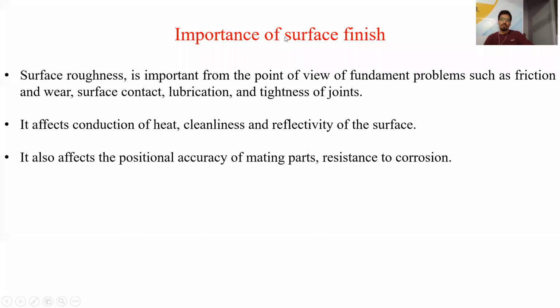Now we will talk about the importance of surface finish. Surface roughness is important from the point of view of fundamental problems such as friction and wear, surface contact, lubrication, and tightness of joints. I have discussed in the previous video why surface finish is necessary. It also affects the conduction of heat, cleanliness, and reflectivity of the surface. If we see the surface of a car, then it is reflective in nature.